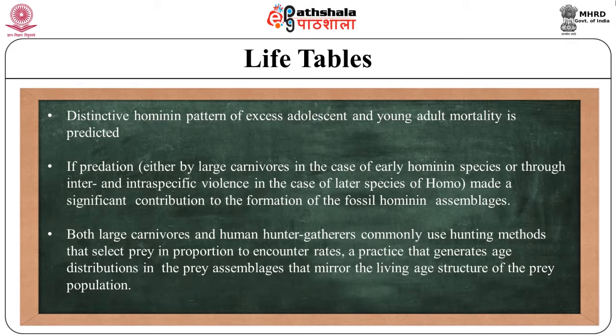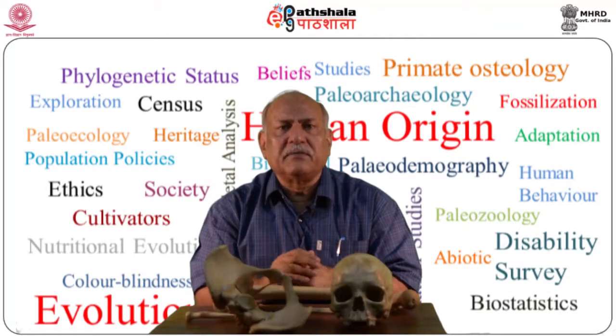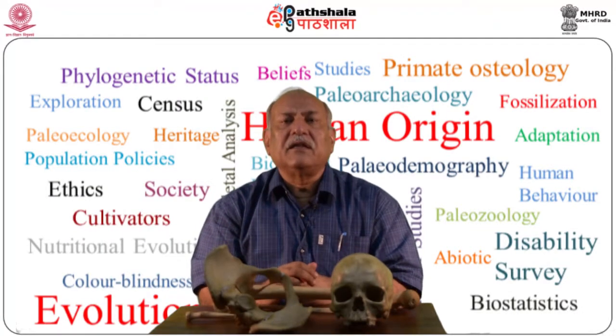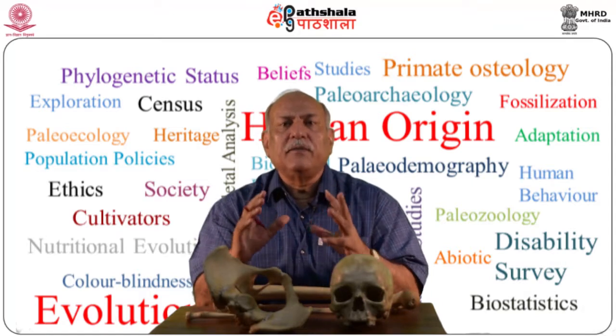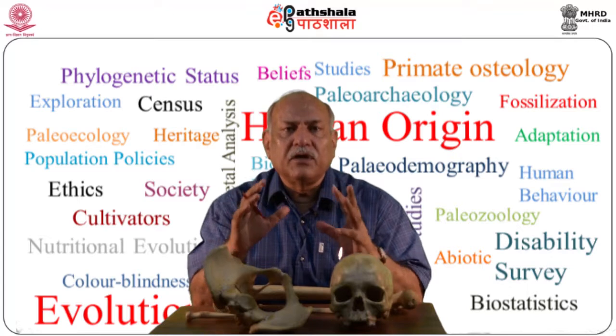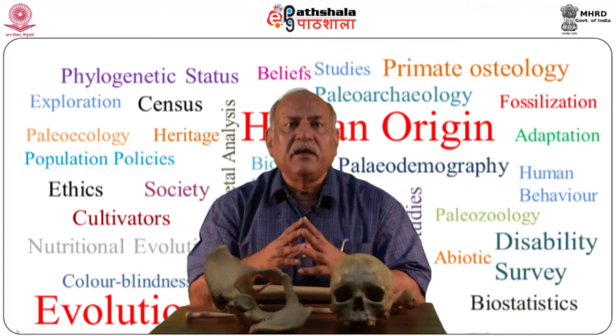Both large carnivores and human hunter-gatherers commonly use hunting methods that select prey in proportion to encounter rates, a practice that generates age distributions in the prey assemblages that mirror the living age structure of the prey population. The module can be summarized as: due to its resistance to decomposition, the human skeleton proves to be an extremely valuable source for the reconstruction of past life parameters.